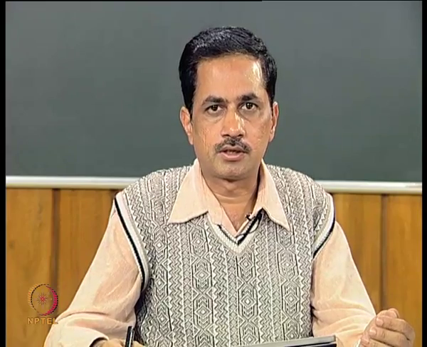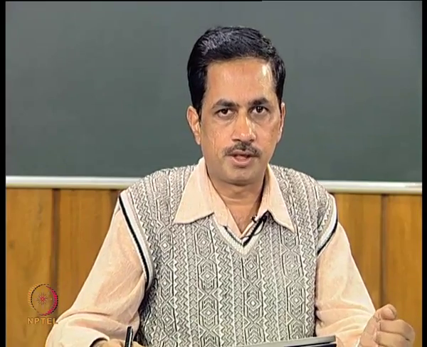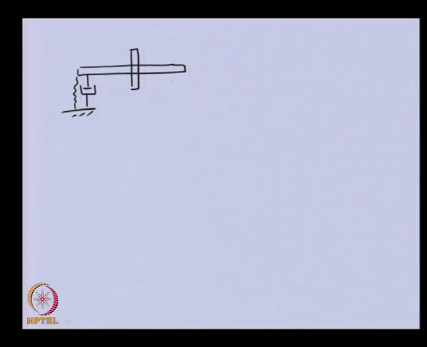Now, let us extend this particular analysis in which we have taken the mass and the spring. Now, we will consider a system in which the damping is also present. So, in this particular case, let us say we are considering a simple rotor system, which is having a rigid shaft and a mass. This is supported on a spring and damper system.